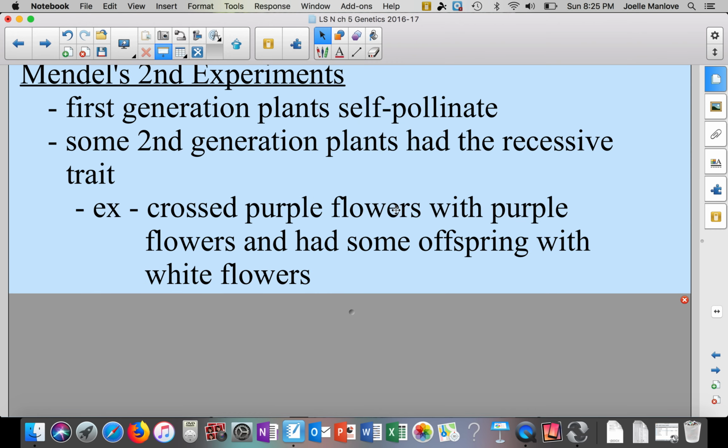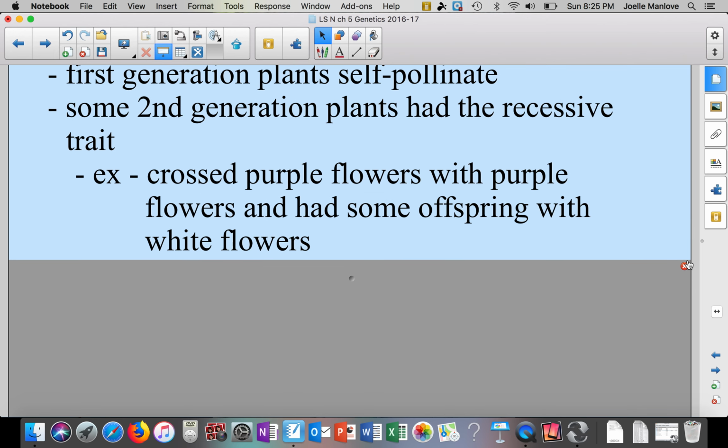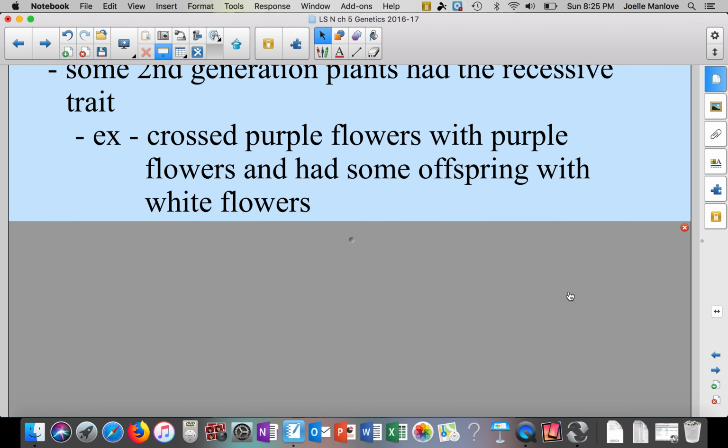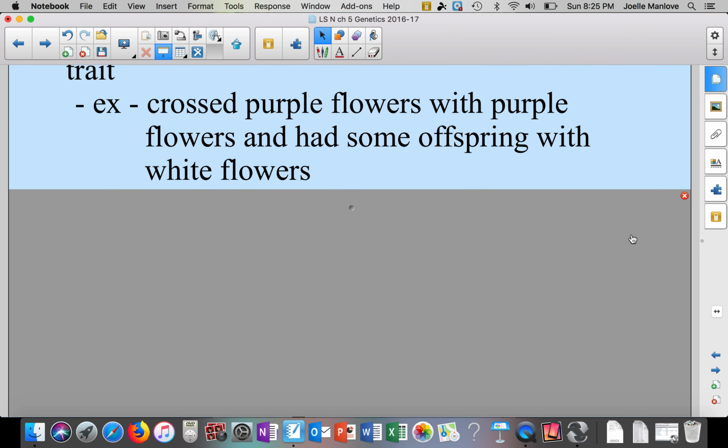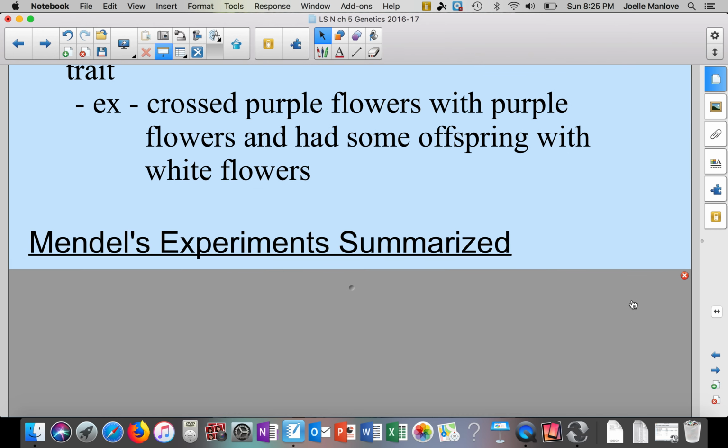So he's got those purple flowers with purple flowers, so they self-pollinate, and he ends up with some white-flowered offspring. Well, this, of course, makes Mendel start thinking even more. And we'll get to those conclusions in a couple seconds. So let's look at the experiments summarized first.